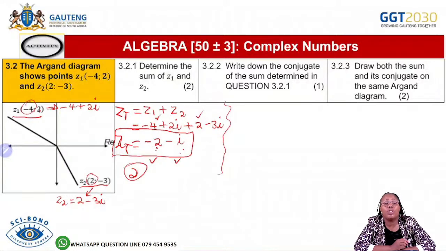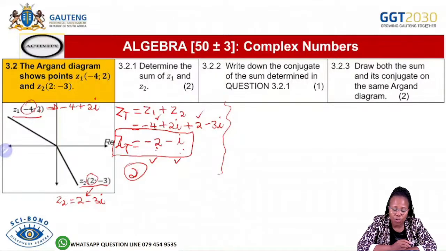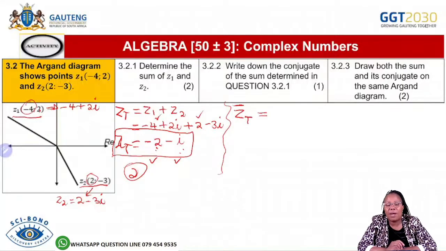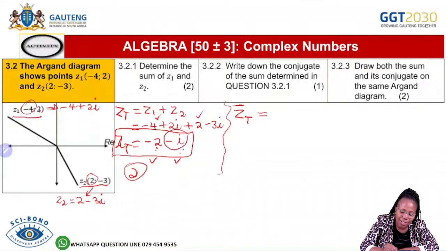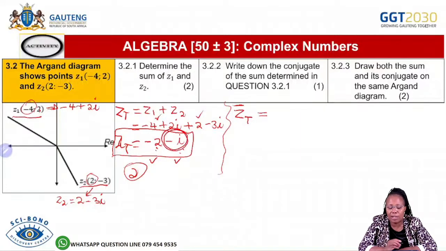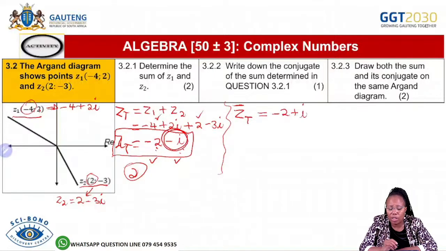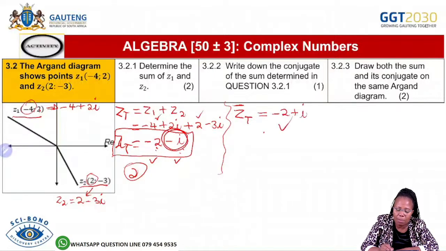And then 3.2.2: Write down the conjugate of the sum determined in question 3.2.1. That means now we are looking at the conjugate of that Z total. So it's the conjugate, with the notation of a line on top to show that you are looking at the conjugate. Remember, if it's a conjugate, you only change the sign on the imaginary part, then it will be minus 2 plus i. That is the conjugate equation. Then it's only 1 mark for that.